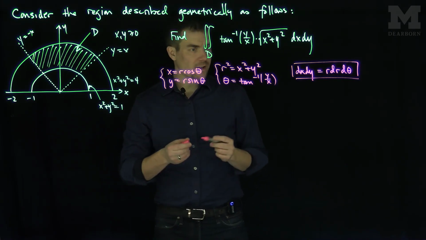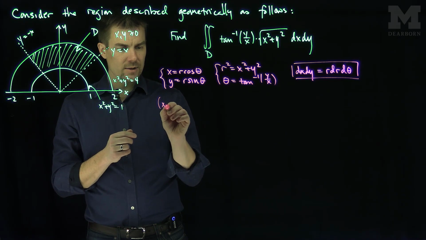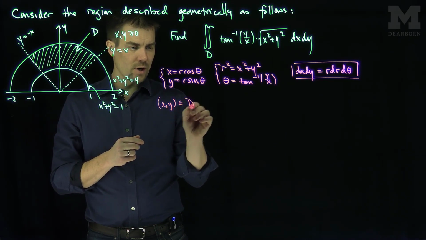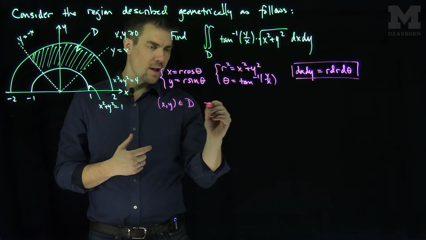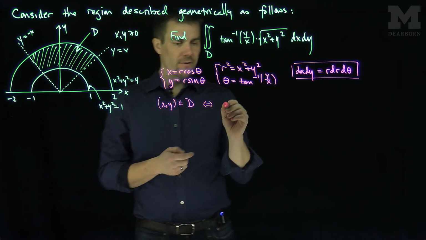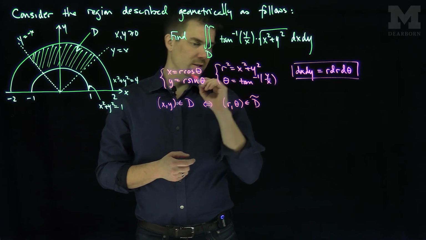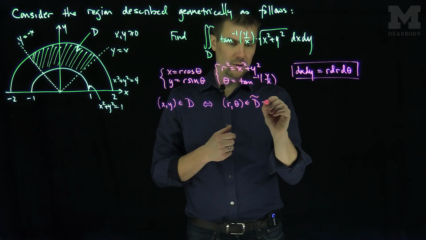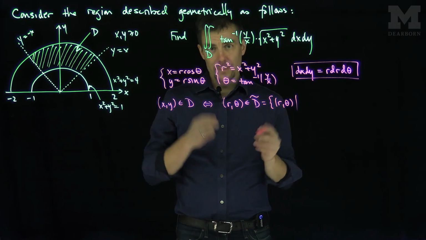Well, we can notice that there's a relationship between x and y and r and theta. In this region, x and y reside within the region D. So a point x, y is in my bounds of integration if and only if what? If and only if r and theta reside in this new region D tilde. And what is this new region D tilde? D tilde is the set of points r and theta such that what?